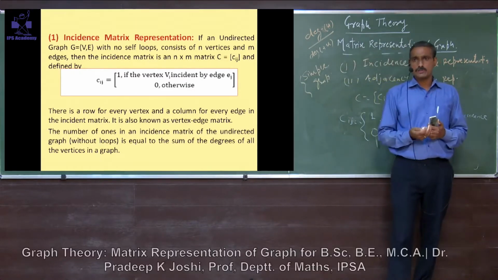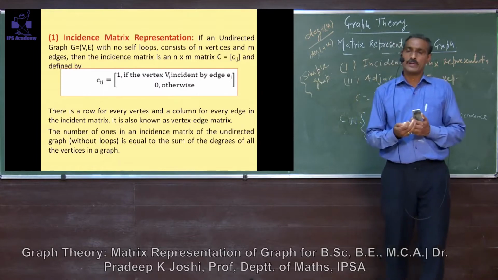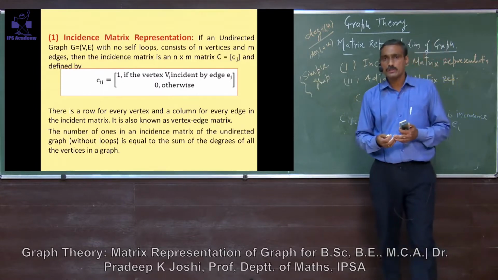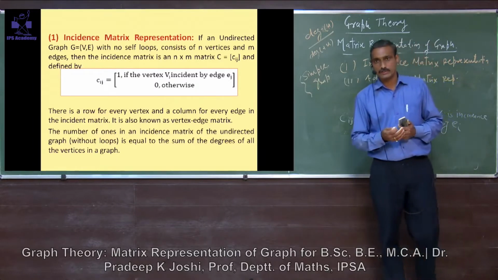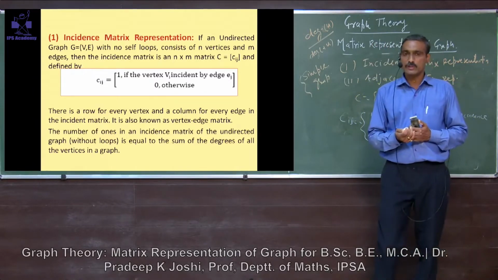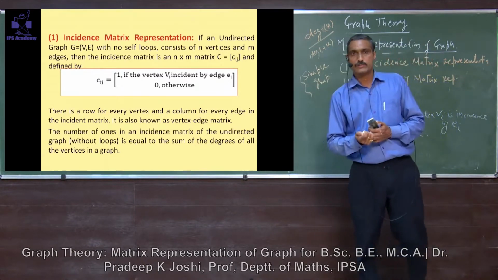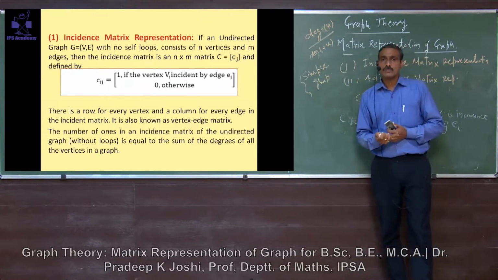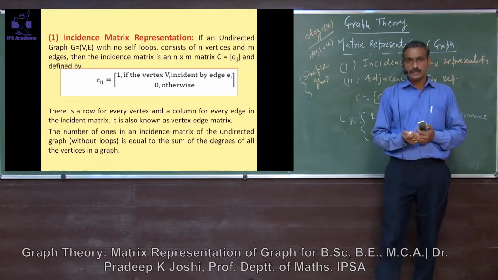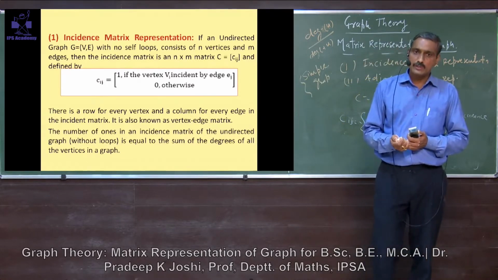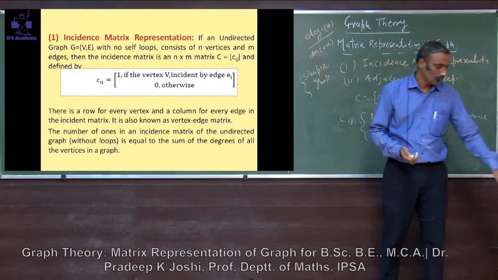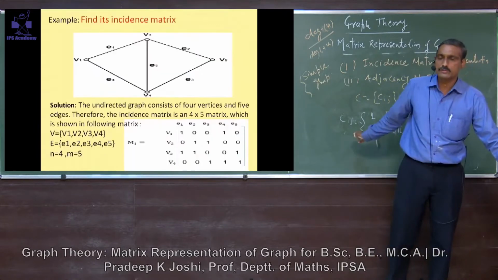In an incidence matrix, the row represents the vertex and the column represents the edges. So while we define, this will be an n by m matrix, where n denotes the number of vertices and m denotes the number of edges. The number of ones in an incidence matrix of an undirected graph is equal to the sum of the degrees of all the vertices in a graph. This is the basic concept; we will discuss it after the example.